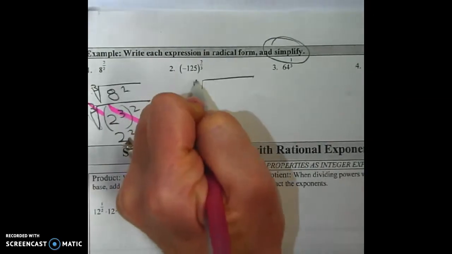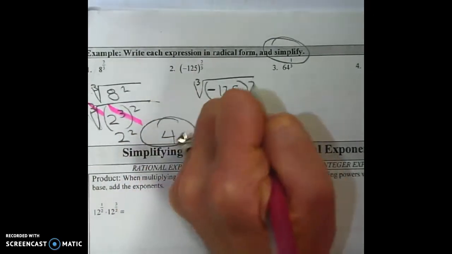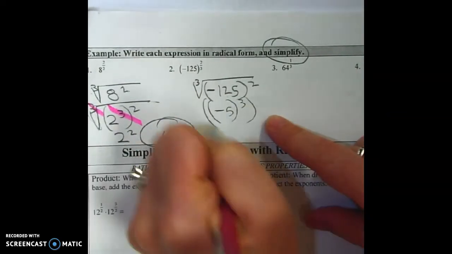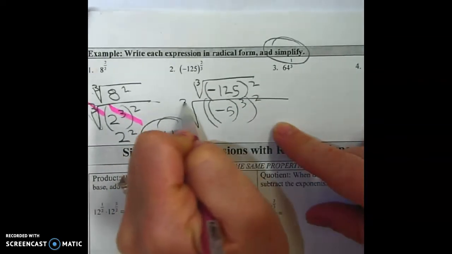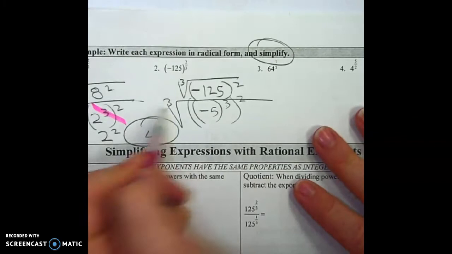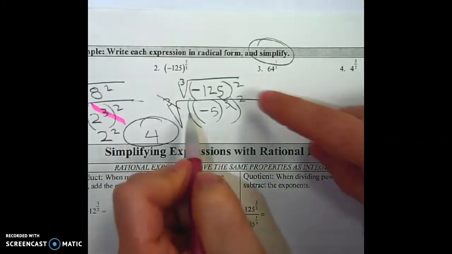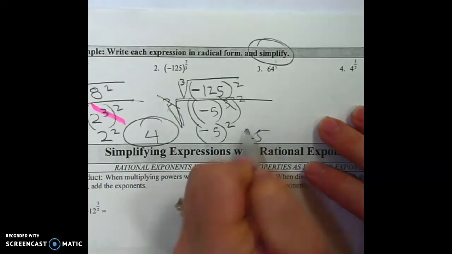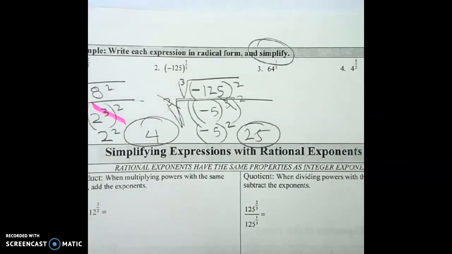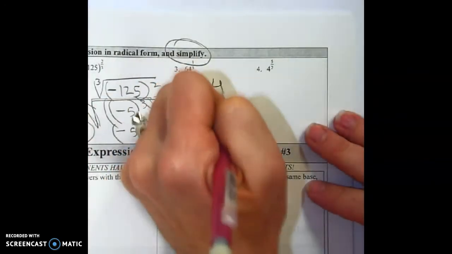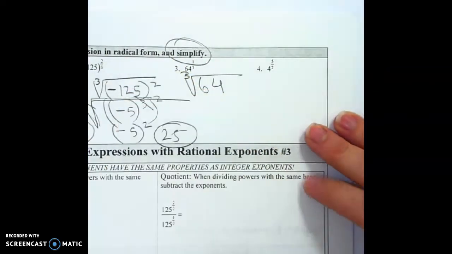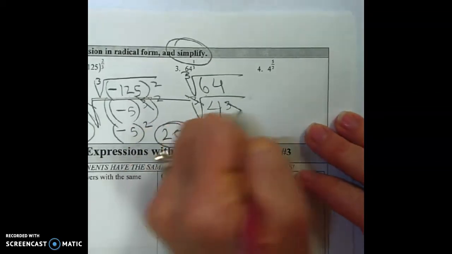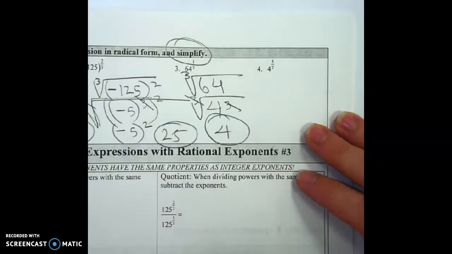Rewrite it in rad form. Cube root, negative 125, parentheses squared. Negative 125 is negative 5 cubed, squared, cube root. What happens to this 3 and this 3? They cancel, and that's with the root, so you're left with negative 5 squared, which is 25. Okay, this one, rewrite it. This one's a little bit easier than the other ones. 64 is the same thing as 4 cubed, cube root. These cancel along with the root. 4, no plus or minus, it's an odd root.